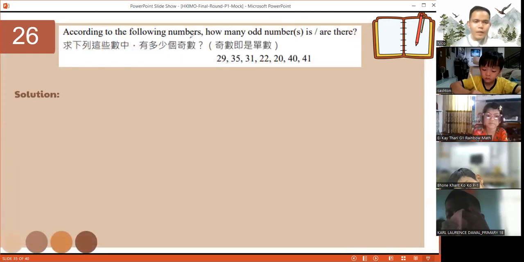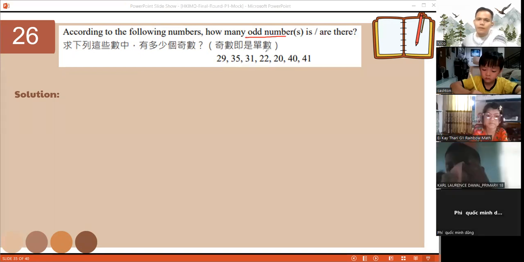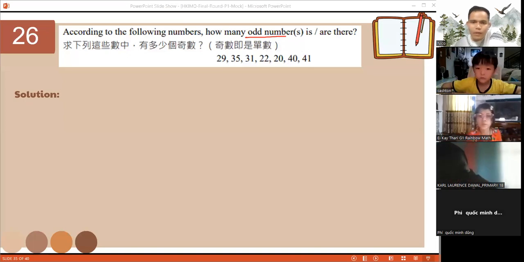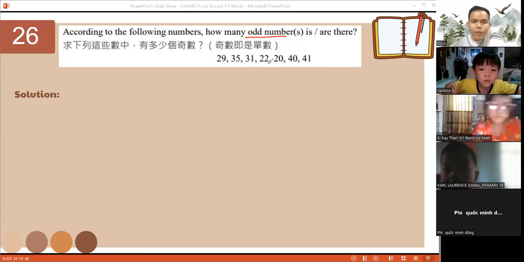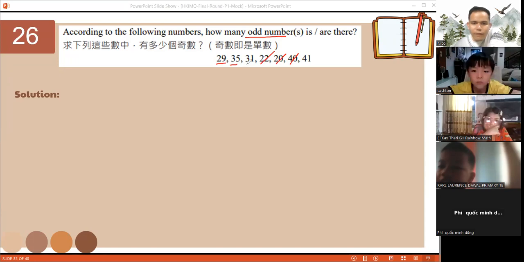So how about this one? According to the following numbers, how many odd numbers are there? So it should be odd, right? Okay, if you look at this one, we remove already the even. So we remove 22, 20, and 40. Okay, so what are left are 29, 35, 31, and 41. And there are 4.